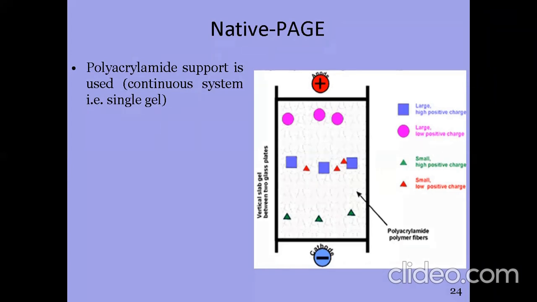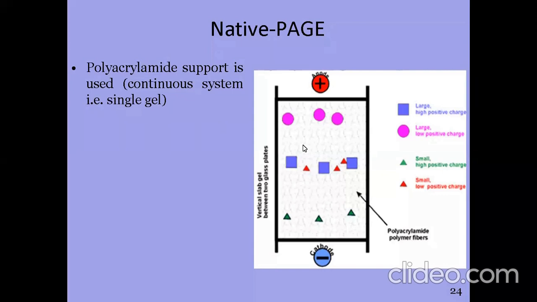Okay class, देखें, on this slide this is a representative gel. और यहाँ पे जो पिंक में दिखाए गए हैं, they are large positive molecules, proteins. And the red triangles are also positively charged, but they are small. Both have low positive charge, so they will move slowly.